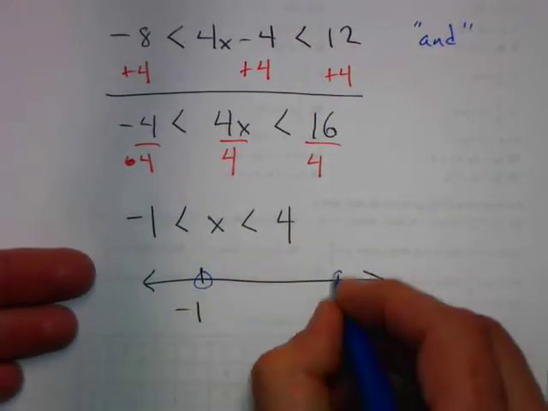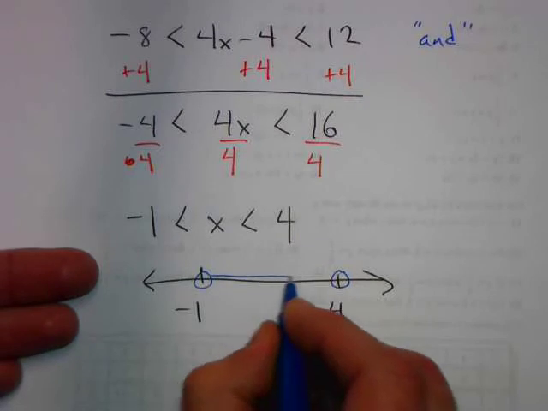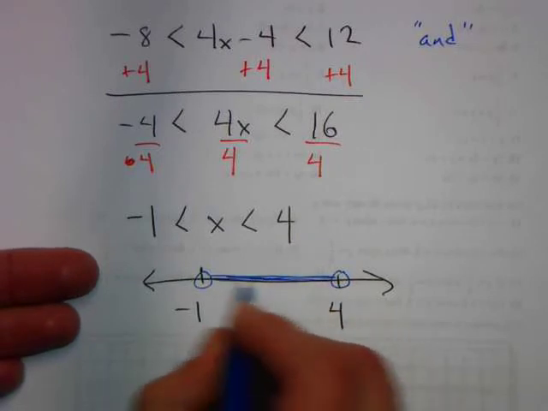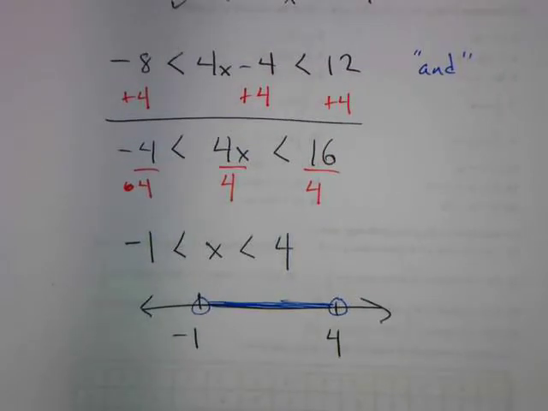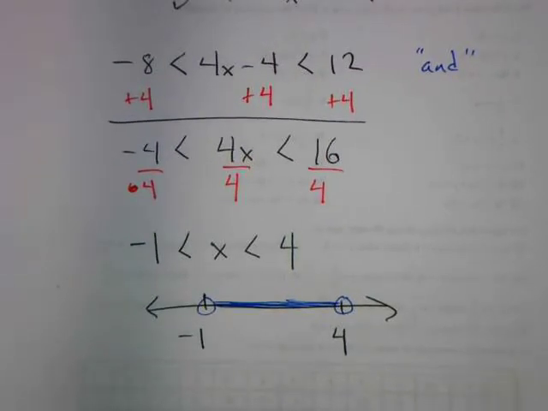So we have open circles, and it's everything in between. And that's what that statement means. So we don't even have to check because we know that's what that statement means. It's everything in between. And there's our graph for number 6.